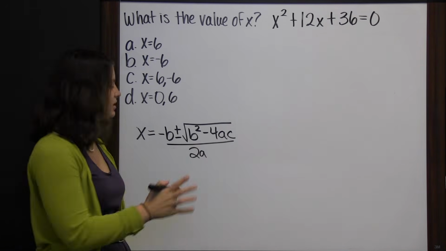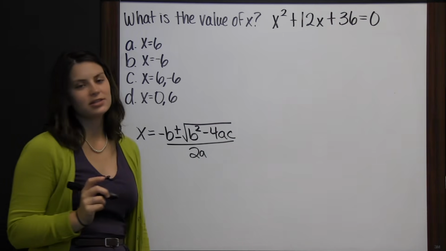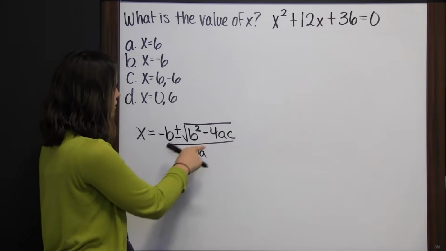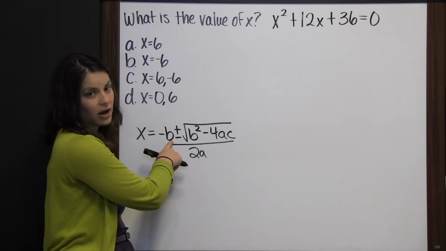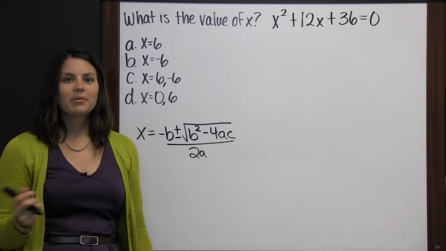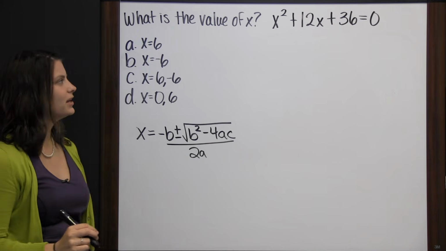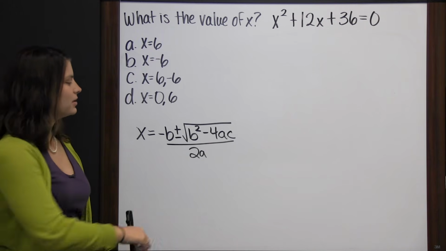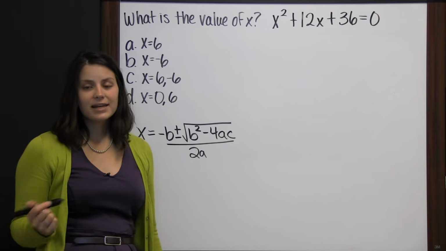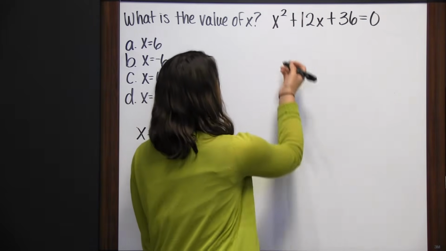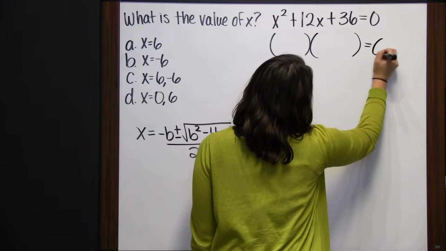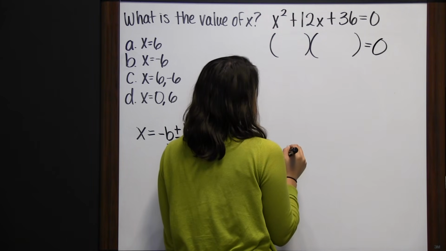And the a, b, and c, those are just the coefficients. a is the coefficient of your x squared term, b is the coefficient of your x term, and c is your constant. But there is another way to solve this that may even be a little bit easier than using the quadratic equation, and that is to factor. So I'm going to factor this trinomial into a binomial times a binomial.